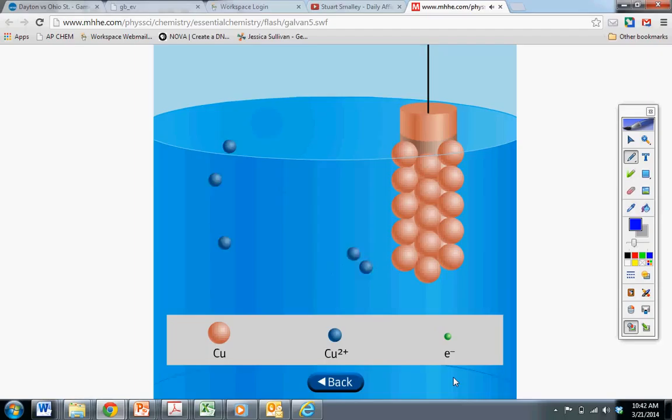And last but not least, the copper electrode. Electrons formed at the zinc electrode travel to the copper electrode. 2 electrons combine with each copper 2+ ion in solution to produce copper metal. Note that only copper 2+ ions are shown in solution. Other ions and water molecules are not shown to focus on the reduction of copper 2+ to copper metal.